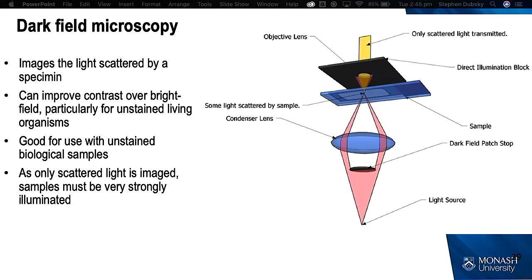You're only seeing what's scattered, so that's a small proportion of the light that you're illuminating. And so you need a very strong illumination, much stronger than in bright field. And if you're hammering the sample with light, then you can often damage it. So you need to be careful of that. So this is how it works. We have a light source.